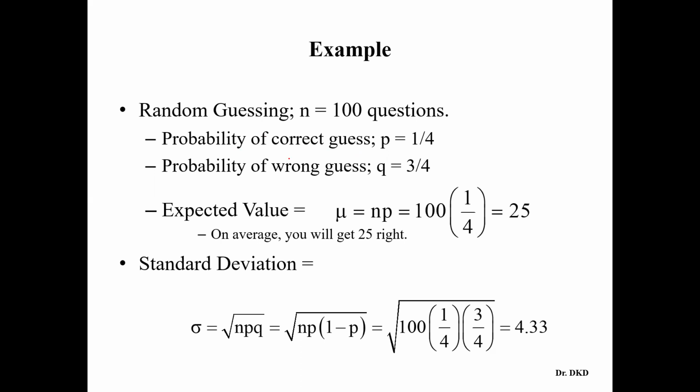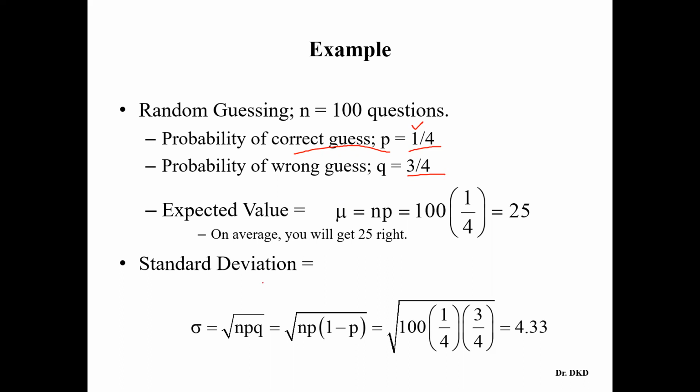What is the chance of getting the correct answer if we answer all 100 questions randomly? So how will we solve this problem with the help of the binomial distribution? The probability of a correct guess is 1 by 4. There are four answers, and out of four, only one answer would be correct. So this is the probability of a correct guess. And the probability of a wrong guess: out of four, there would be three wrong answers, so 3 by 4.